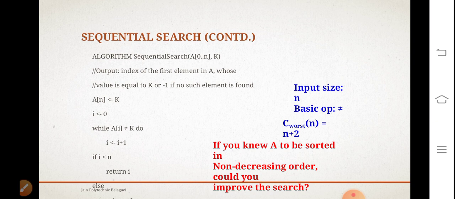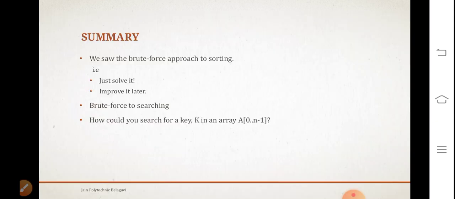So if you knew A to be sorted in non-decreasing order, could you improve the search? Yes, we can improve. So that is the final question. I'm leaving it to you people, so please go through this video once again and judge how these two algorithms work, that is bubble sort and sequential search.